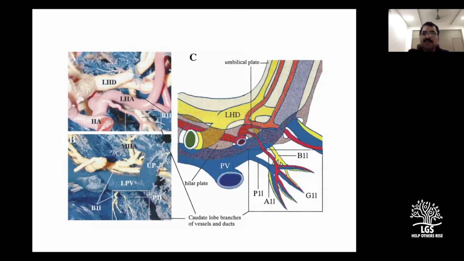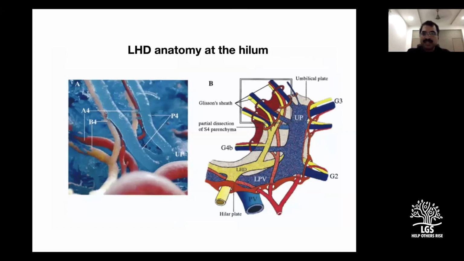This is actually the blood supply and lymphatic drainage of the caudate lobe in relation to the left hepatic duct. I may discuss it later. And this is the anatomy of the left hepatic duct at the hilum.